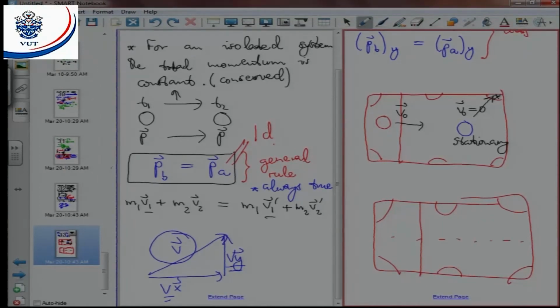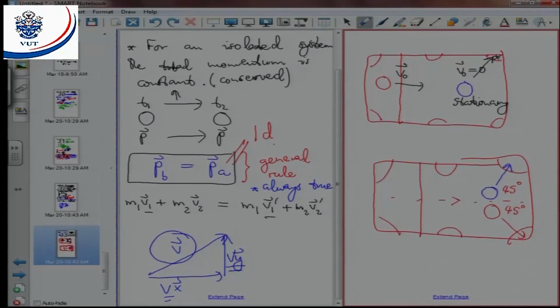So if the black ball now does actually go in, but unfortunately for your friend, the white ball also goes in. So if this angle here is 45 degrees and this one is 45 degrees, with respect to the original direction of motion, the question then is what is the total speed? So what is the speed v2?